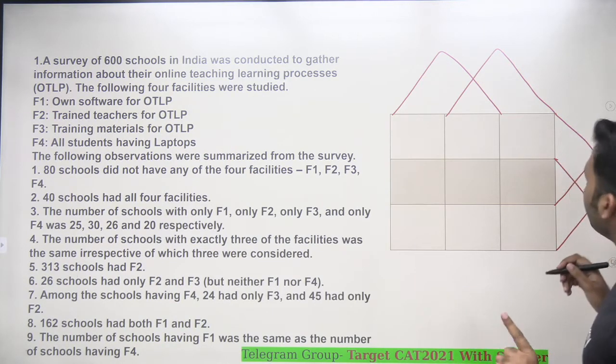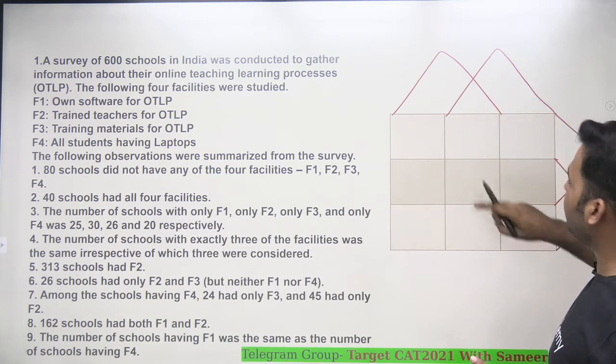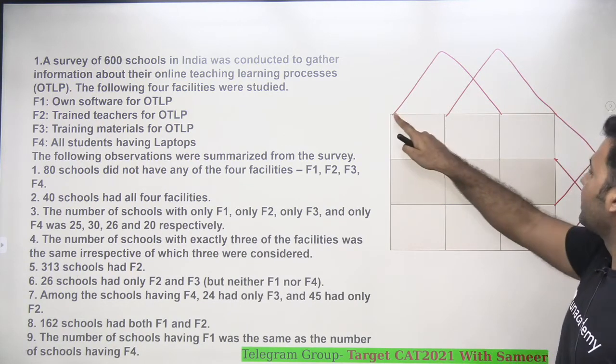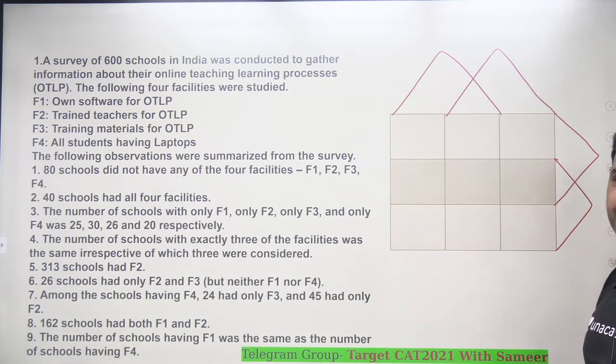So you have these 4 sets now, right? You see that this is your set A, this is your set B, this whole thing is your set C, and this whole thing is your set D, right?